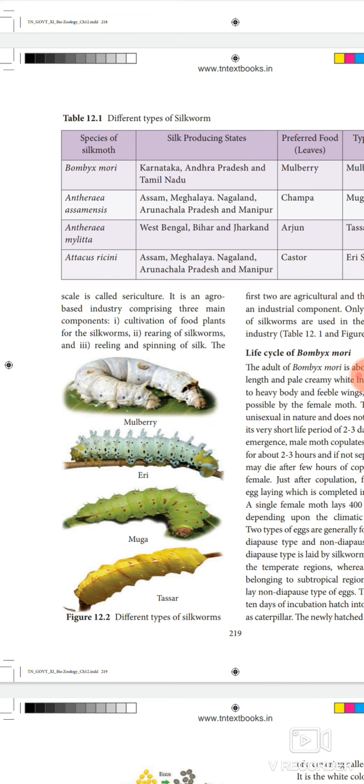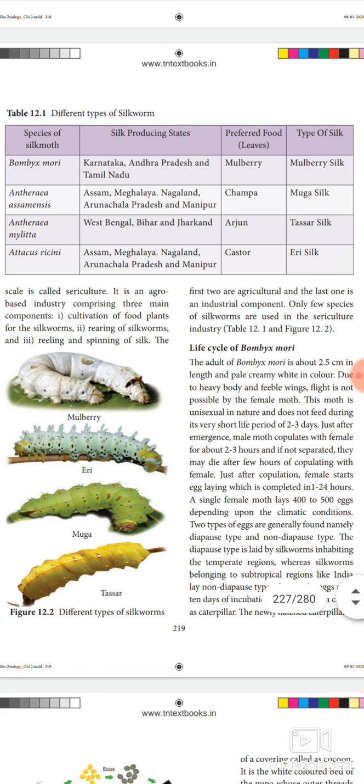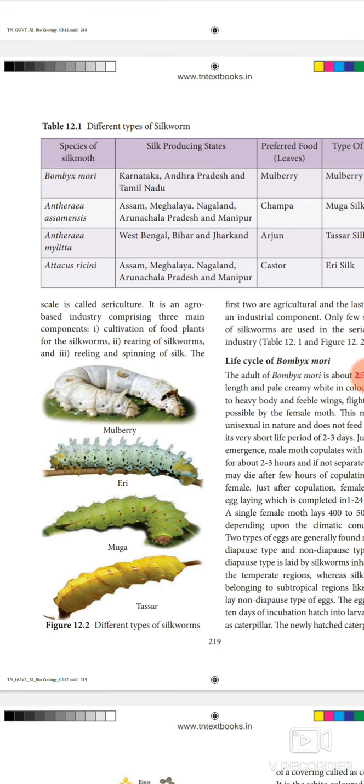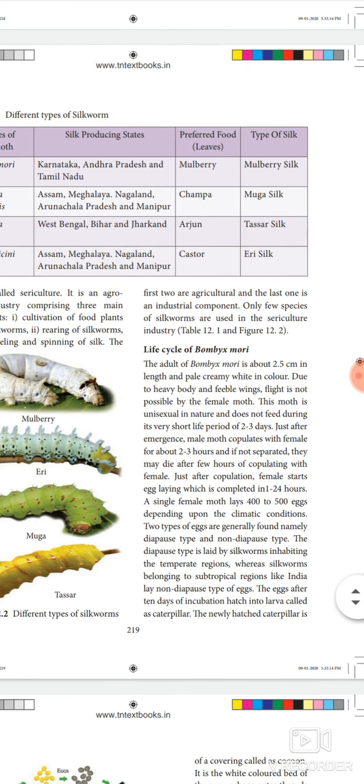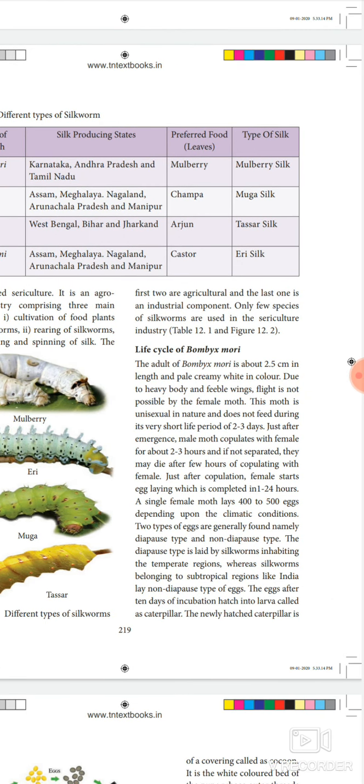Then see figure 12.2, different types of silkworm. The first one is mulberry, meaning Bombyx mori. Then the next one is Eri. Eri silk means castor leaves, Attacus ricini. Then Muga, then Tasar silk. These are the different types of silkworm. Then next is the life cycle of Bombyx mori.